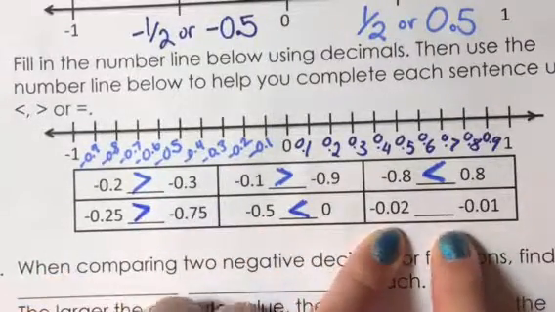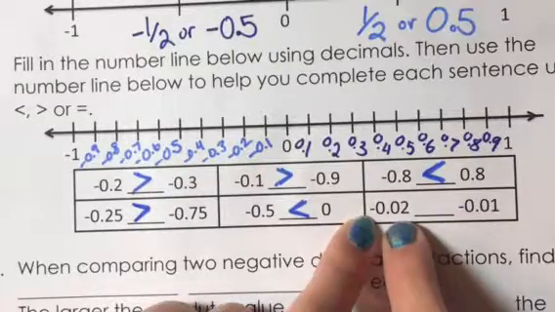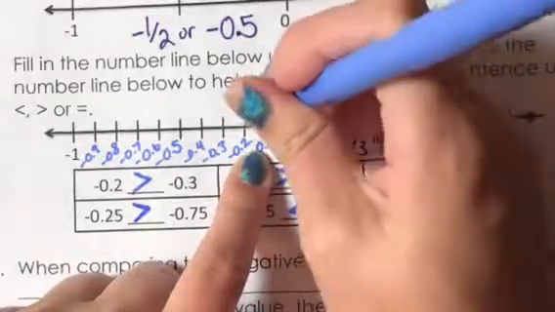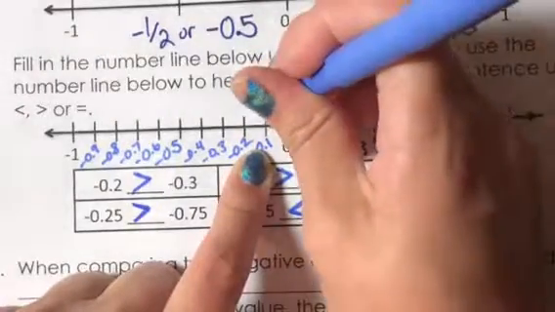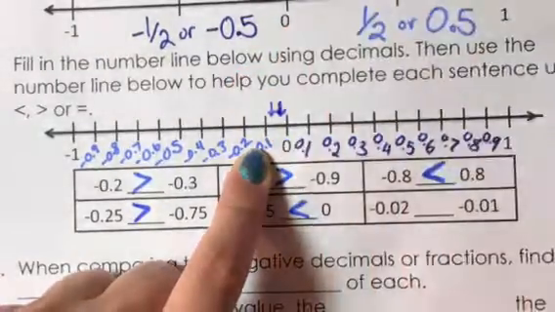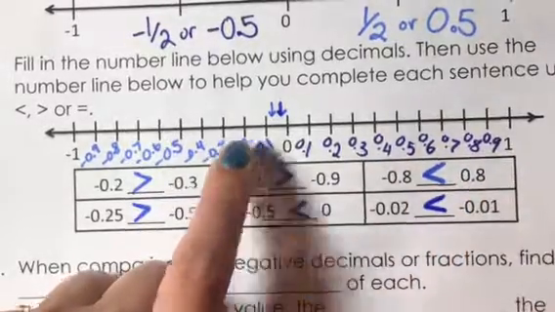Okay, now we're getting even more fractional. So let's think. Negative 0.02 would be somewhere in here, and negative 0.01 would be somewhere right there. That one is actually bigger. It would be closer to 0.